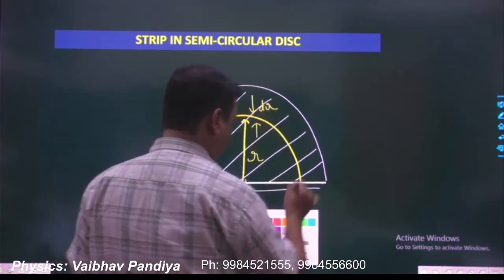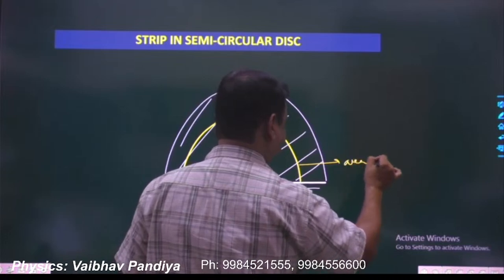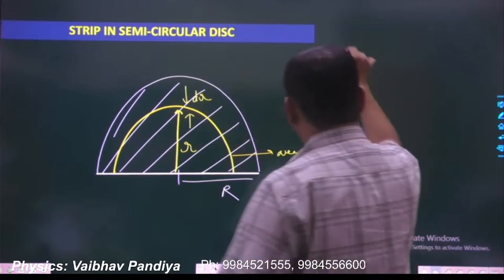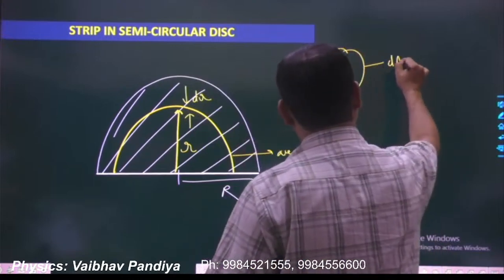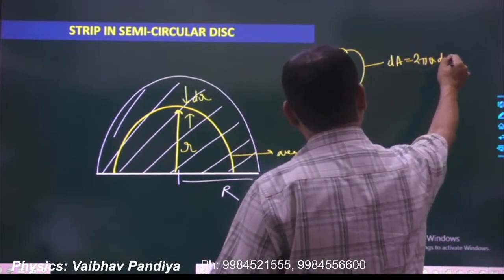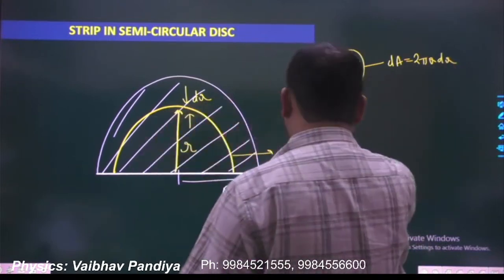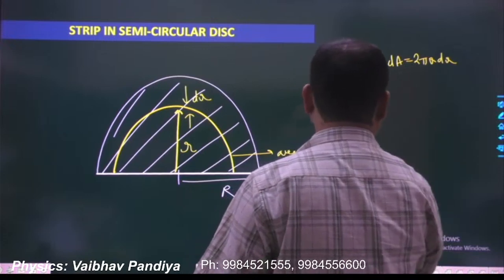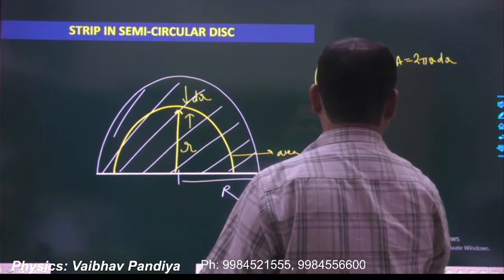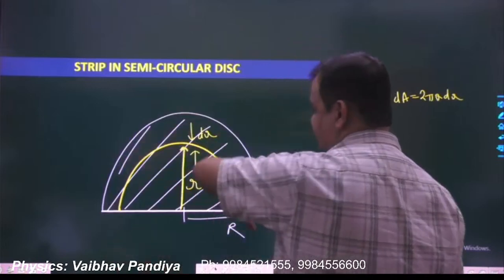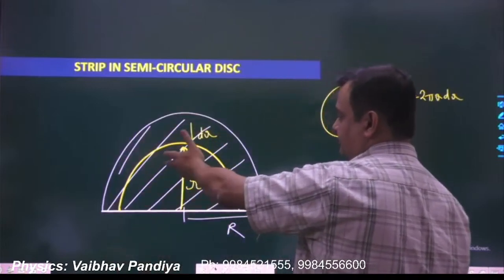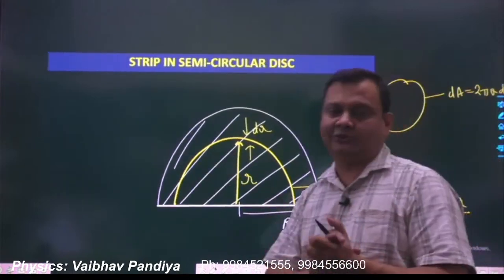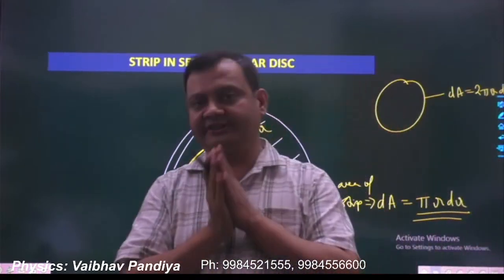Okay, so the area of a strip will be, so there was the area 2 pi r dr. 2 pi r dr was the area of the complete strip, and this is half of the complete strip. So area dA will be divided by 2. It will be pi r dr. Correct. So in the case, if you have a semicircular plate, you'll take a semicircular strip with an area pi r dr.